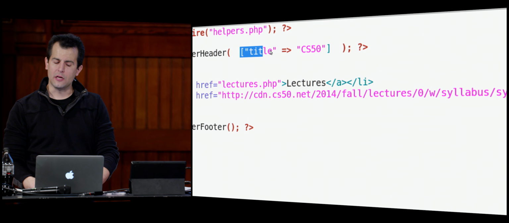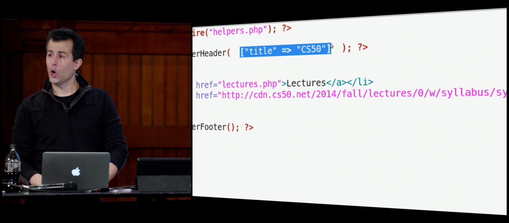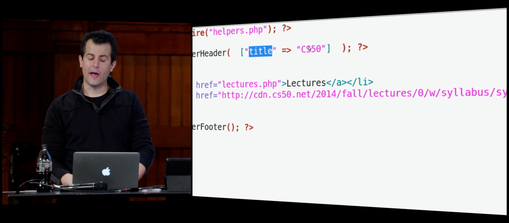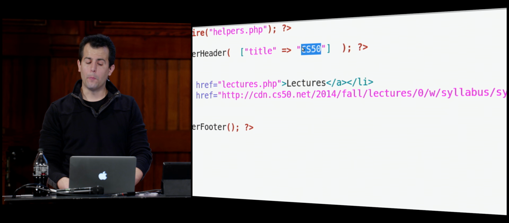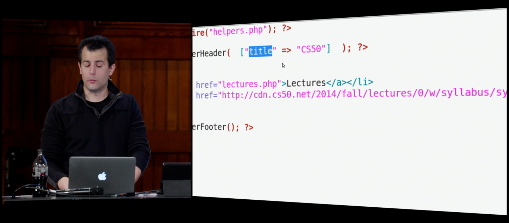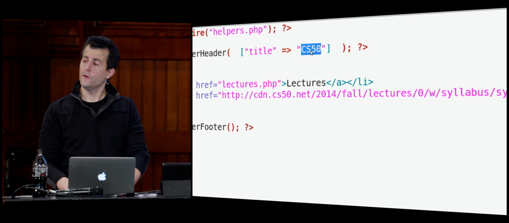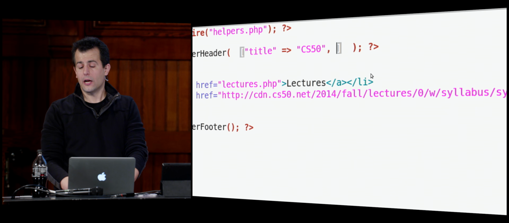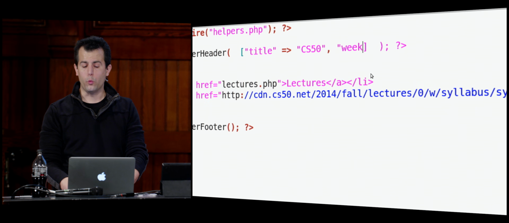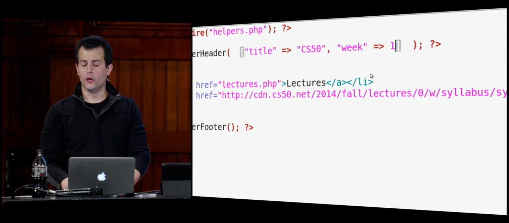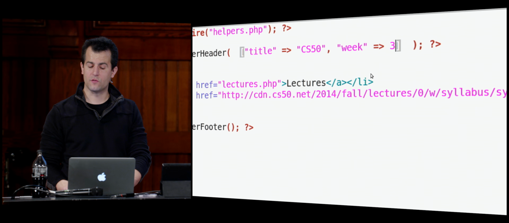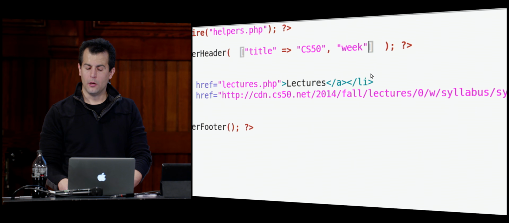But this seems to be a clever way of passing arbitrary key value pairs, whereby title is the name of an argument in this case, and CS50 is its value. And the fact that I have these square brackets here means that I could also pass in something like week is 1, or 0, or 2, or 3. So we've parameterized this function in such a way that it can take multiple inputs, but for now it's just the one.